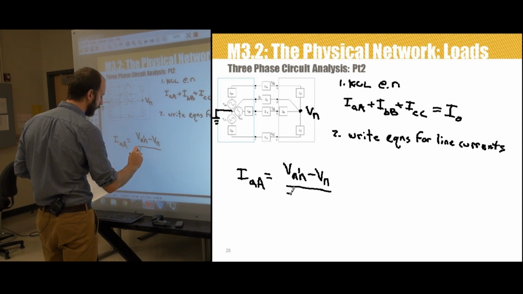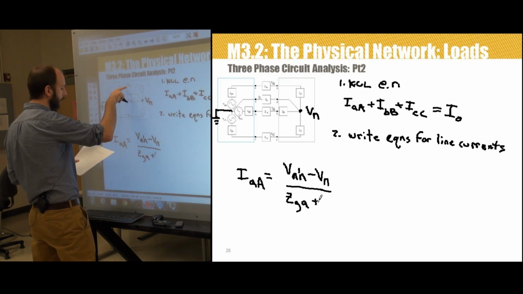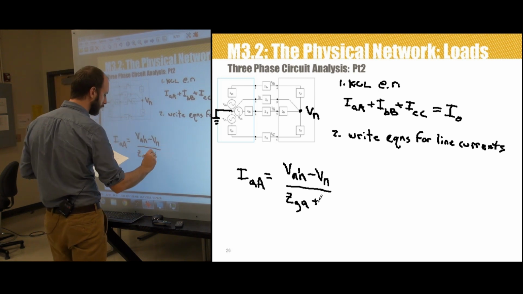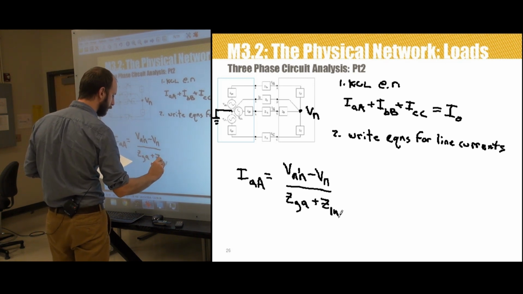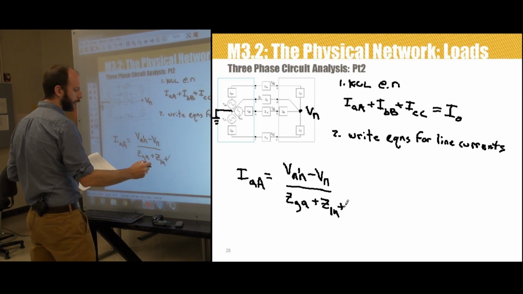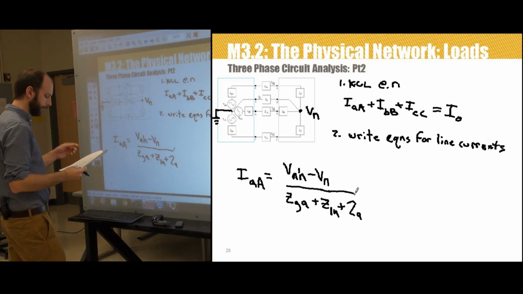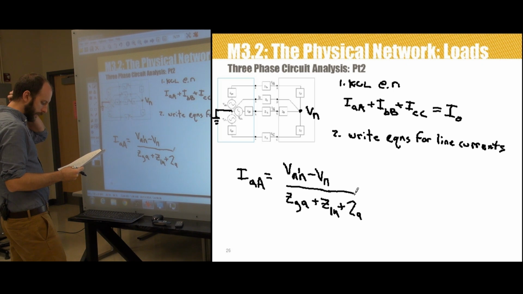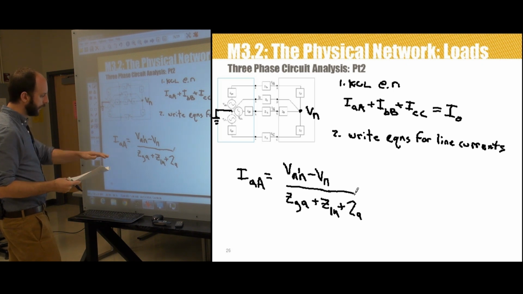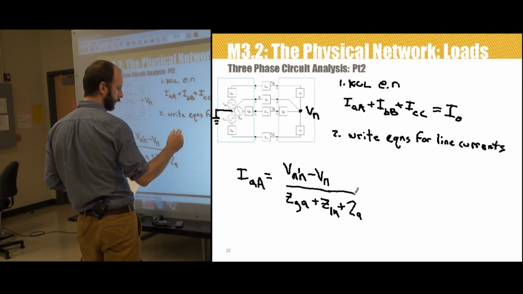So that's ZGA, the impedance of the generator. Z1A, or the line, excuse me, the distribution line, and then just the impedance of the phase, which is ZA. And then we notice that that's going to be the same for all three of these currents.